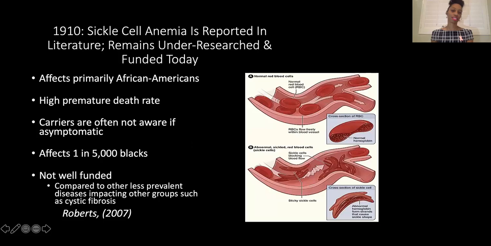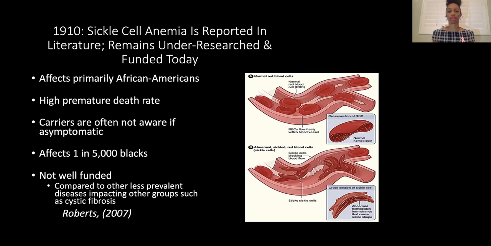In 1910, sickle cell anemia was reported in the literature, and it remains today severely unresearched. Sickle cell anemia, looking at the image to your right, has a tremendous impact on blood flow and iron in the body, oxygen flow in the body. It affects primarily African Americans with a rate of about 1 in 5,000 Black Americans, and that is also not including those who carry the marker.